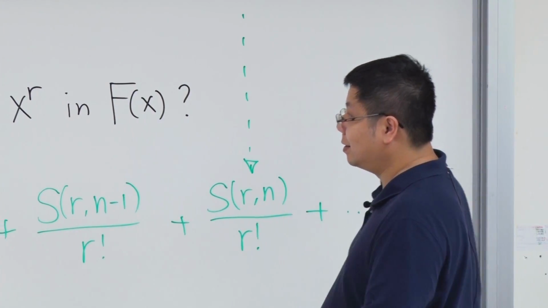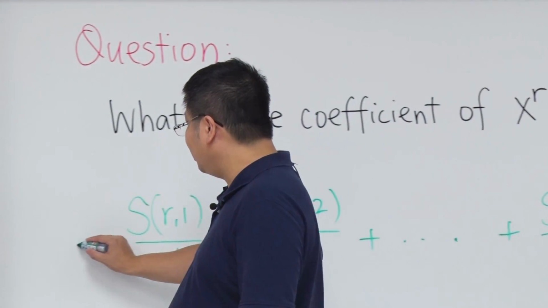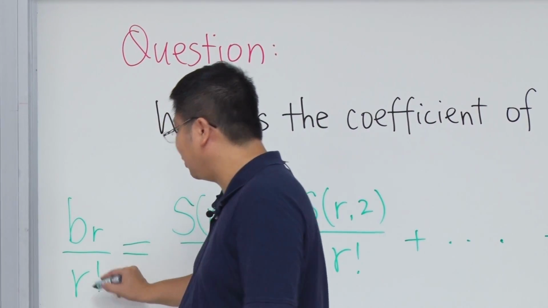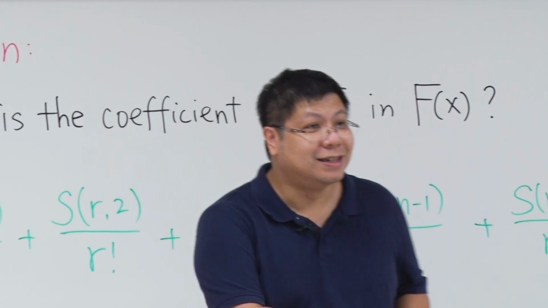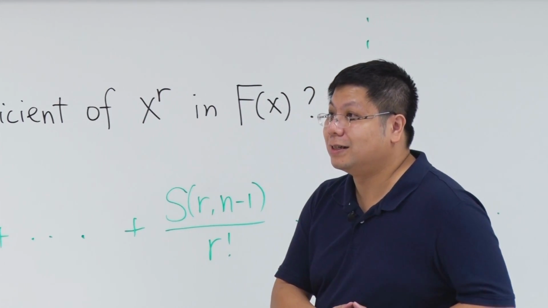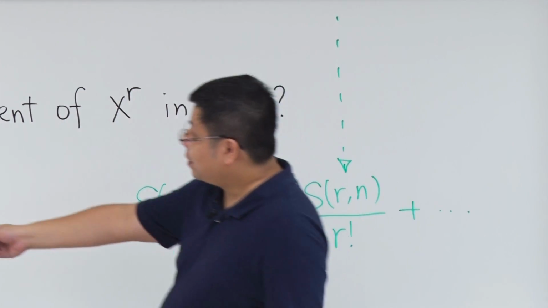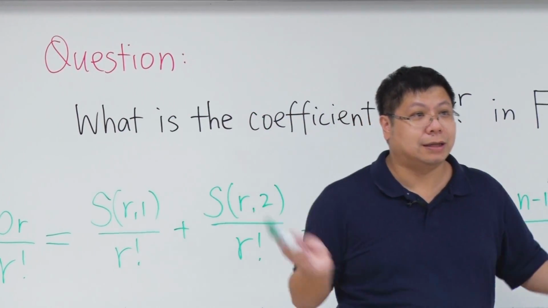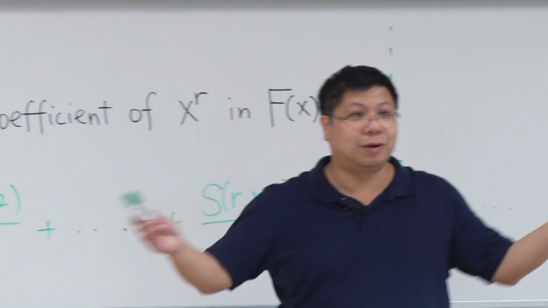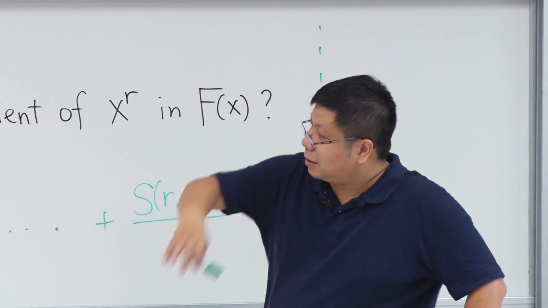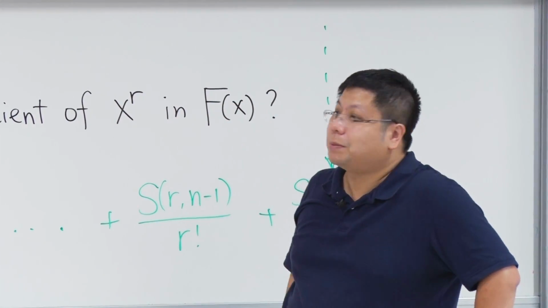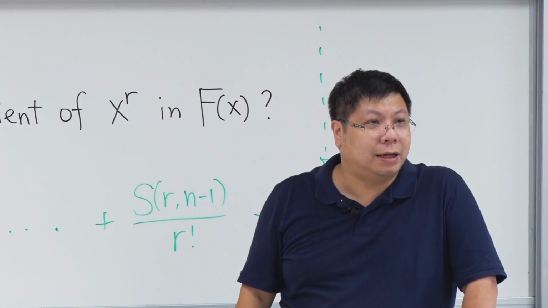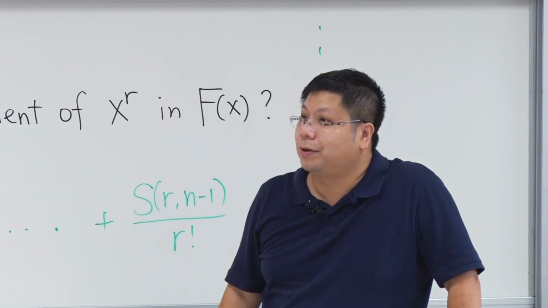And what's that? This is equal to the Bell number Br divided by r factorial. Does that make sense? This is the Bell number Br, because we add up all SR1, SR2, SR3 up to SRr. So the numerator must be Br, and the bottom part, everyone is divided by r factorial. So it is Br divided by r factorial.